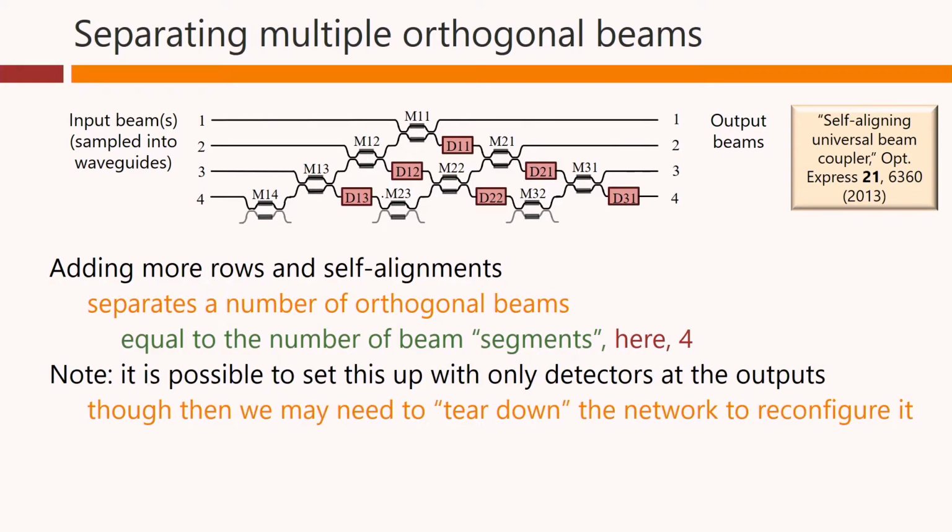Note, incidentally, it's possible to set this up with only detectors at the outputs instead of these embedded detectors, though then we may need to tear down the network to reconfigure it. But we could still run with only detectors at the outputs to perform this kind of self-configuration.